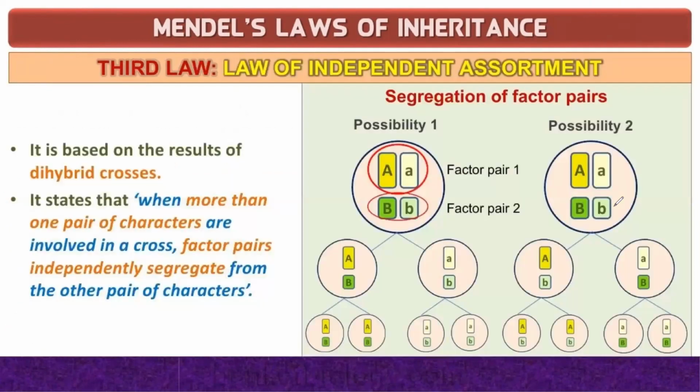So from dihybrid cross, we come to the conclusion of law of independent assortment. What is law of independent assortment? It is based on the results of dihybrid cross. It states that when more than one pair of characters are involved in a cross, factor pairs independently segregate from the other pair of character.